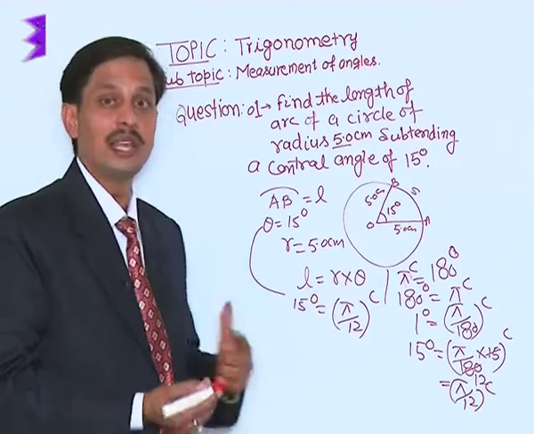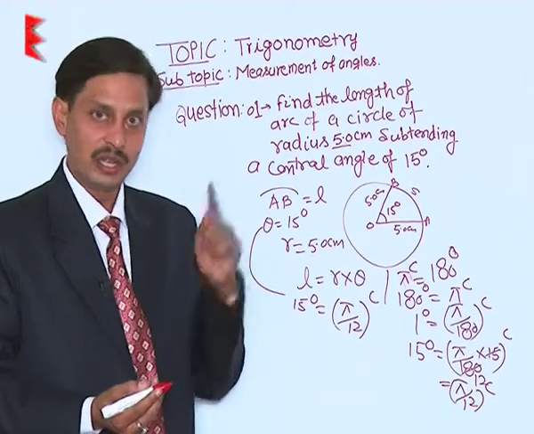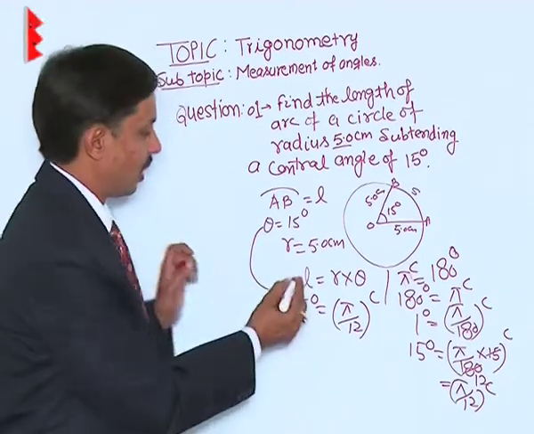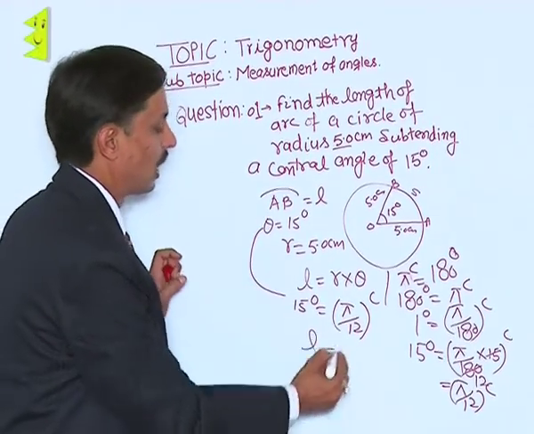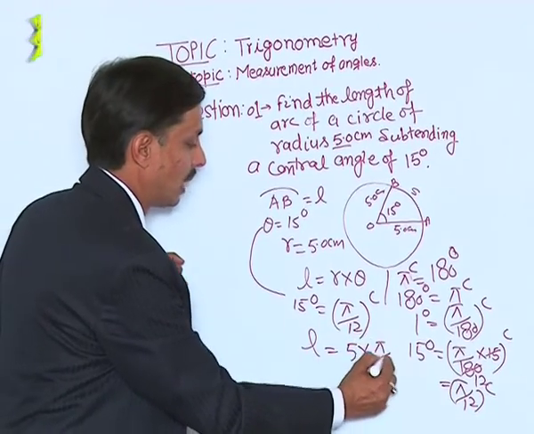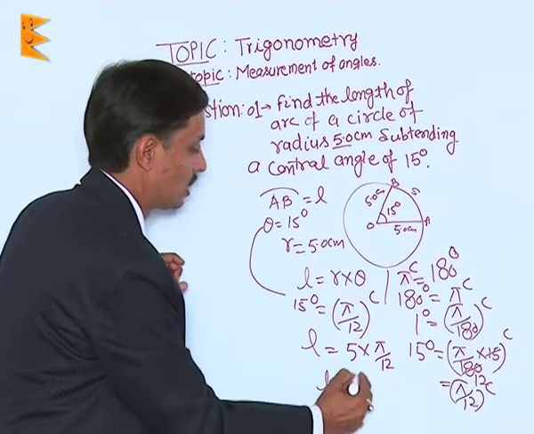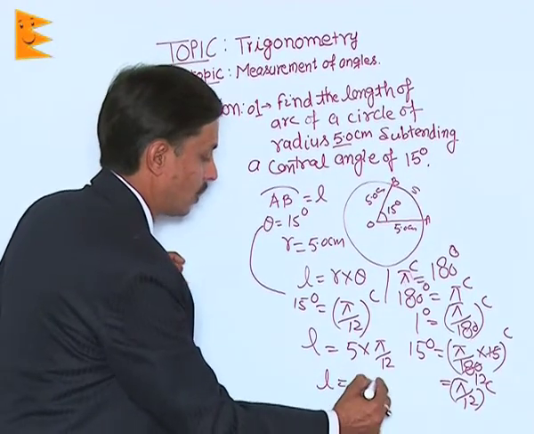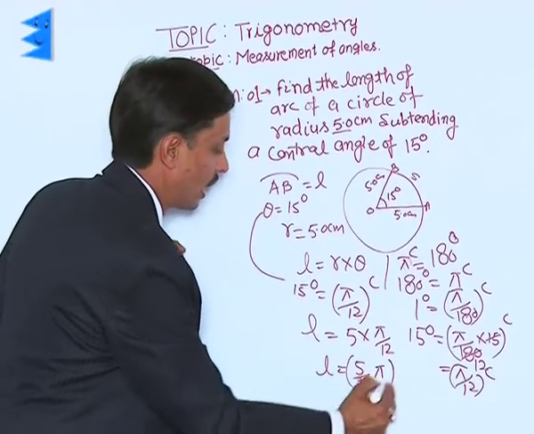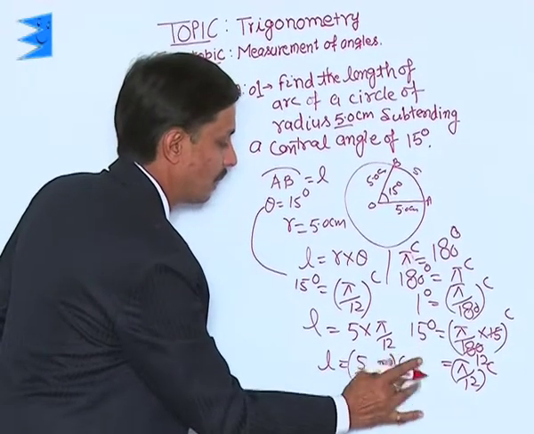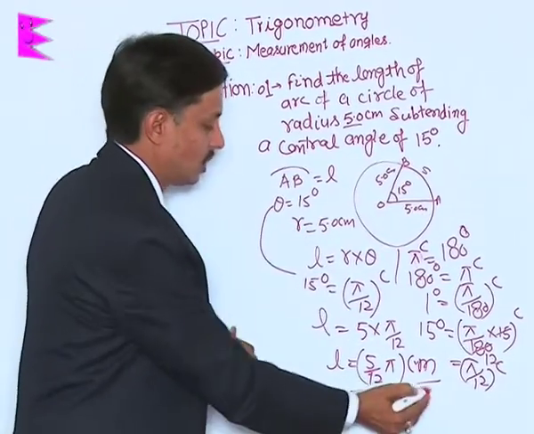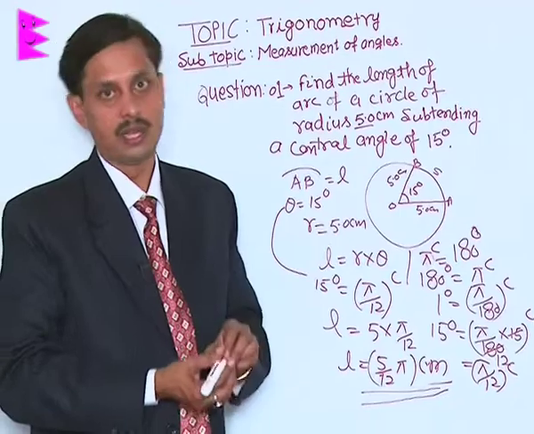If we want to apply L is equal to R into theta, it is necessary to convert the degrees or grade into radians. Now, length of arc is equal to R, which is 5, into theta, which is pi upon 12 radians. So the answer comes 5 by 12 pi, that is 5 by 12 pi centimeter will be the length of arc in this question. This is our required answer.